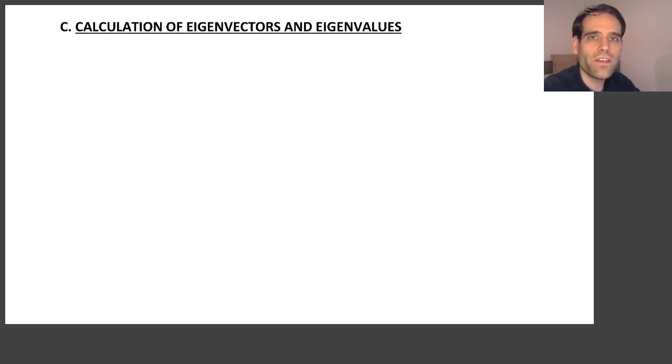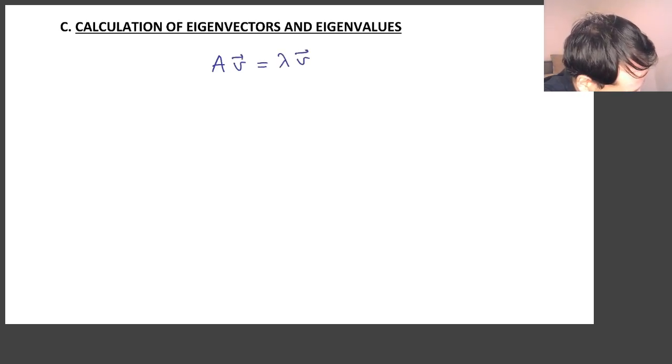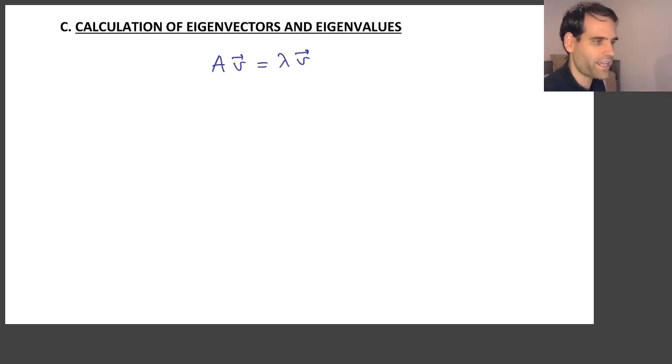In this video, we are going to learn how to actually calculate the eigenvalues and the eigenvectors for any matrix that I give you, or that you are given. So, how do we do it? The way is that we start with the definition of the eigenvector. Matrix A times the eigenvector V is equal to eigenvalue lambda times eigenvector V. That's the definition of an eigenvector.